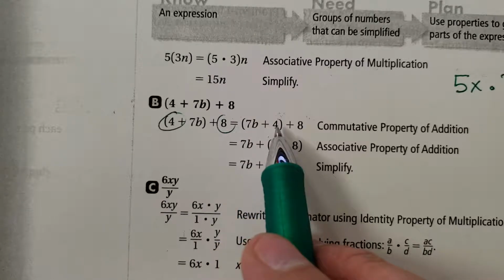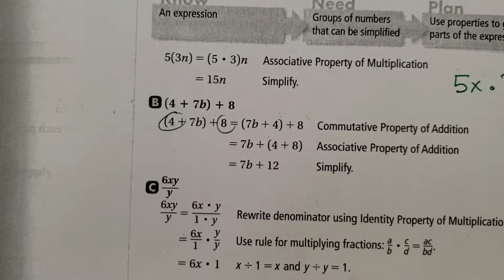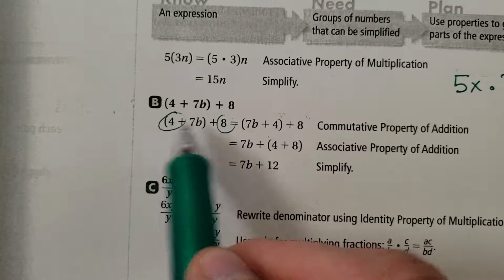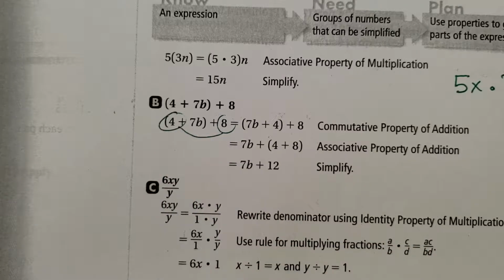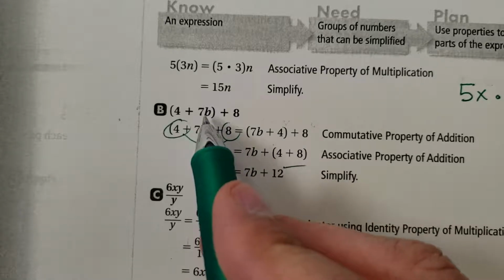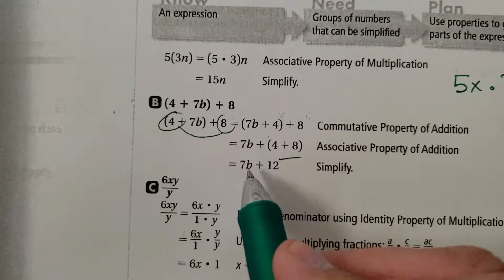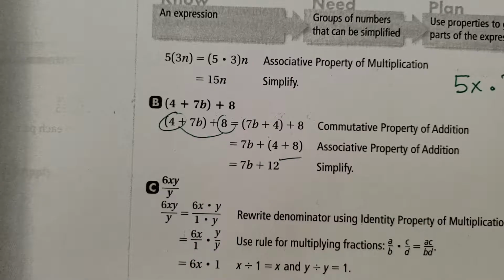They switch the 7b and the 4, and then they switch the brackets. That's a really complicated way to do it. Here's what I would like you to do. See the 4, see the 8? They're both regular numbers. That means they can go together and make it 12. And then the 7b, there are no more b's, so it's just going to be a 7b. Now, if there was another b value, you would combine them.